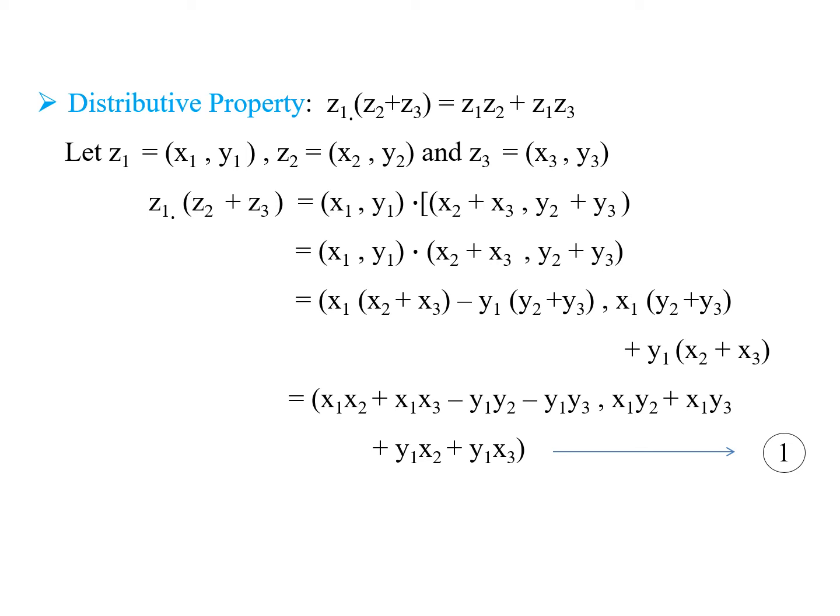Again, we apply multiplication of two complex numbers. So that is x1 into x2 plus x3 minus y1 into y2 plus y3 comma x1 into y2 plus y3 plus y1 into x2 plus x3. So this gives x1 x2 plus x1 x3 minus y1 y2 minus y1 y3 comma x1 y2 plus x1 y3 plus y1 x2 plus y1 x3.